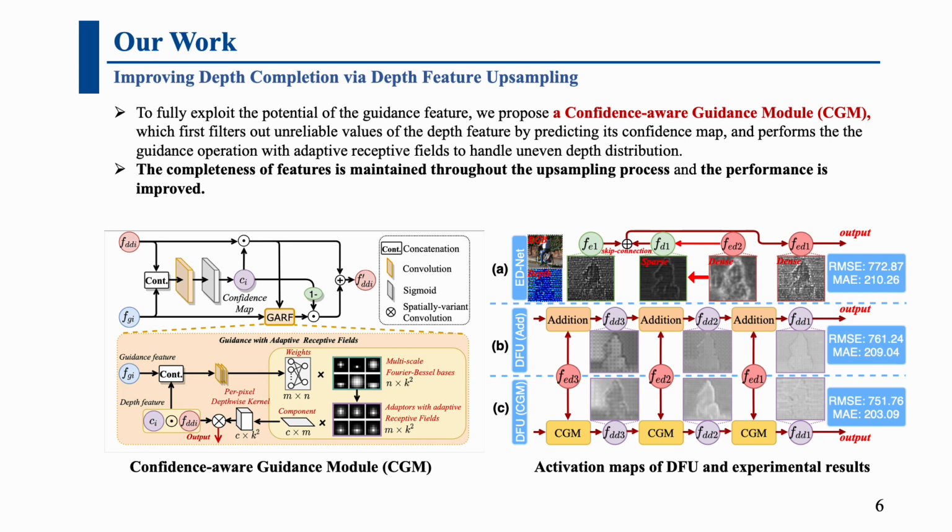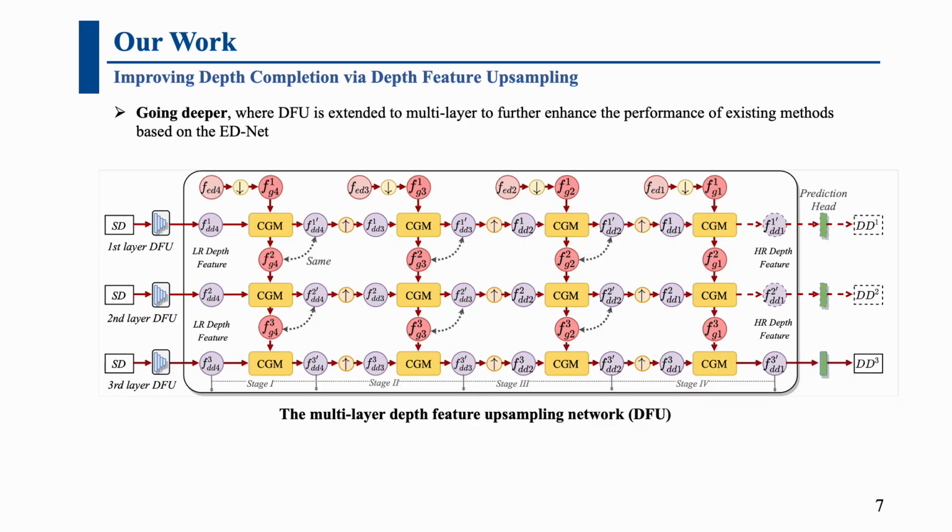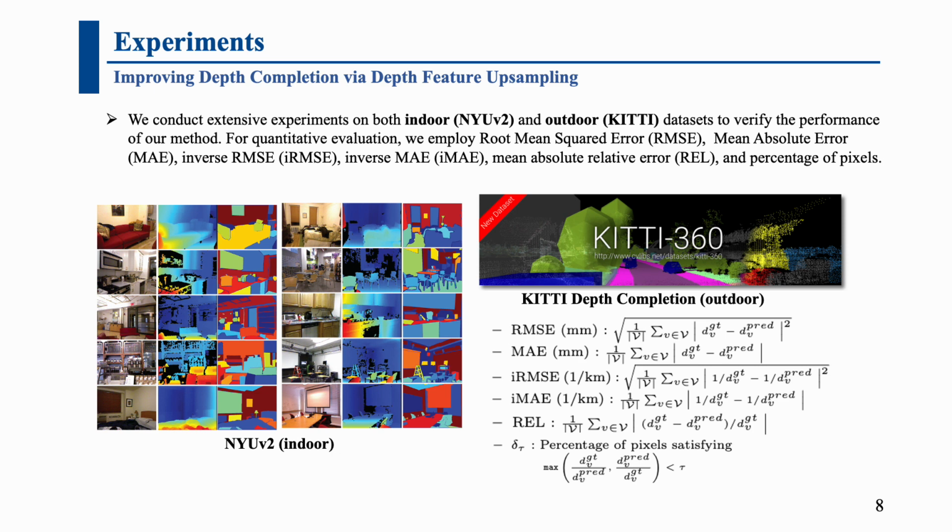As shown in the figure, the completeness of features is maintained throughout the depth feature upsampling process, and the performance is improved. In addition, our DFU can be extended to multiple layers to further enhance the performance of existing methods based on the EDNET. We conduct extensive experiments on both indoor and outdoor datasets to verify the performance of our method. Following existing depth completion methods, we employ various metrics for quantitative evaluation.